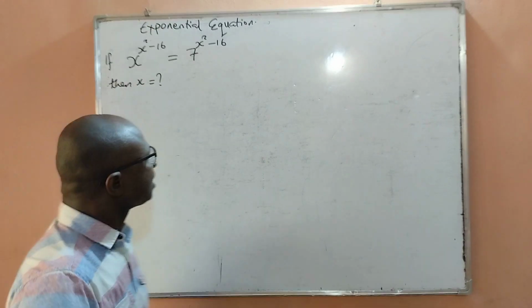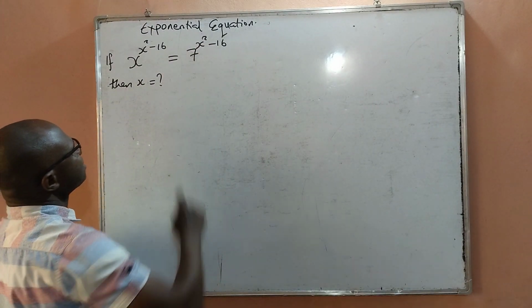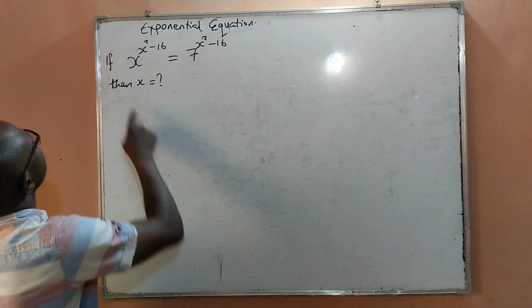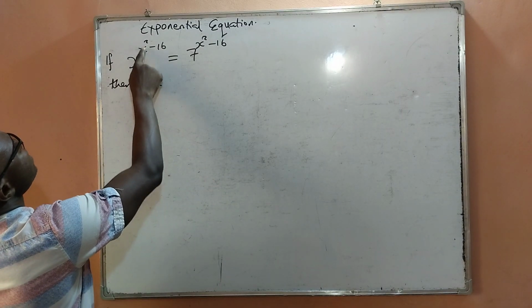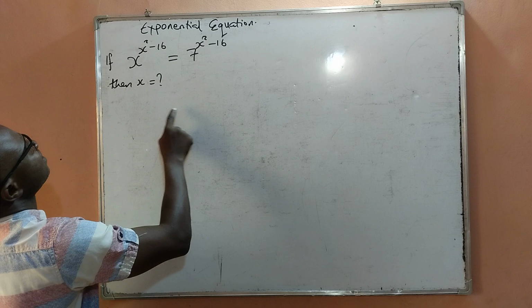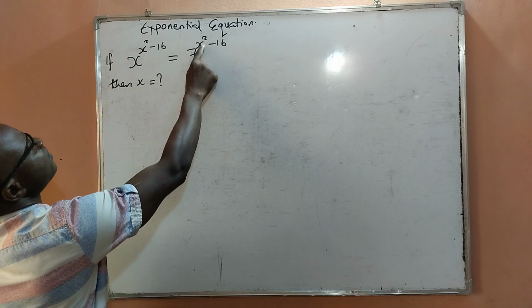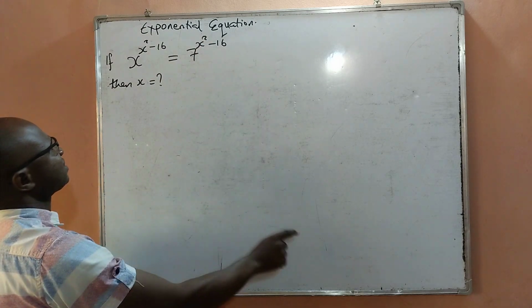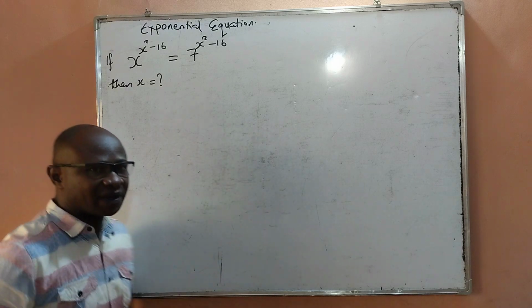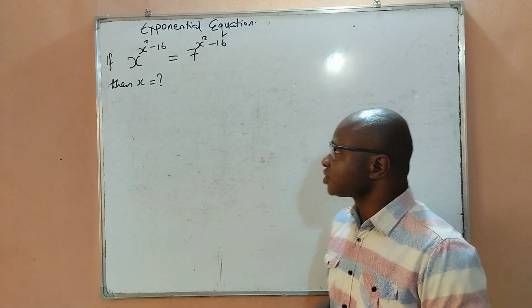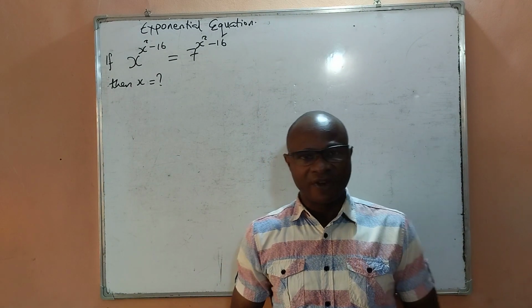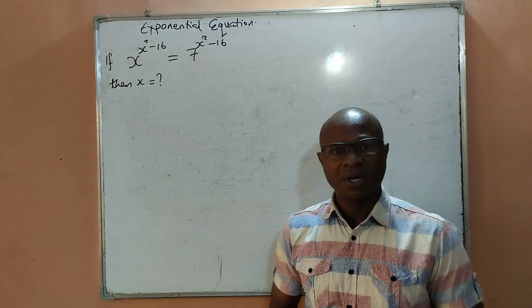In today's math class, it is an exponential equation and it is given that x raised to the power x squared minus 16 is equal to 7 raised to the power x squared minus 16. Then, what will be the value of x? Dear friends, let us solve this question. It is going to be a very brief video.